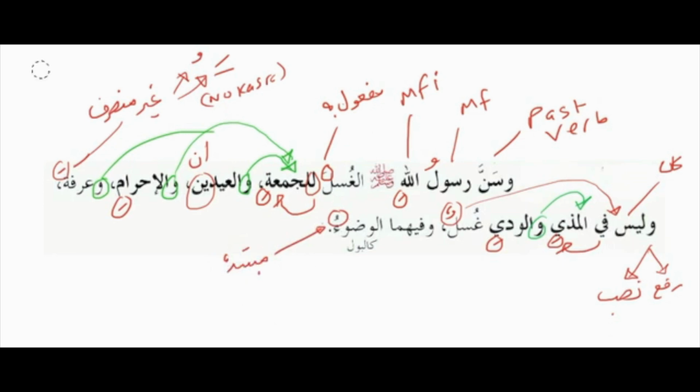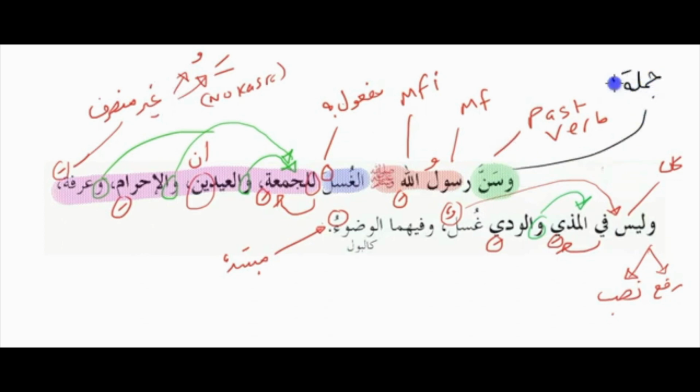So now let's have a look at how this sentence works. We have سنة رسول الله صلى الله عليه وسلم. This is the فعل, this is the فاعل, and this is the مفعول به. And we have the حرف الجر. All of that is connected, and it goes back and it's all connected to one sentence. And so we have a جملة فعلية. The sentence is a جملة فعلية.